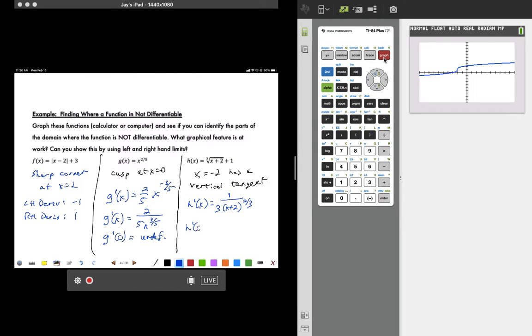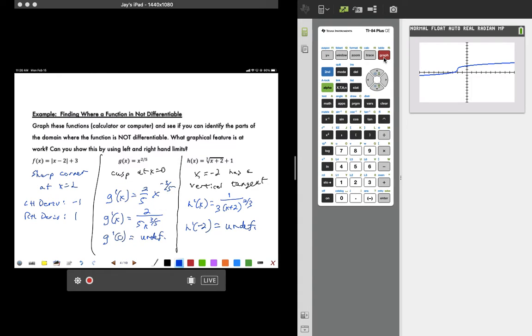Okay. And h prime of 0, actually not 0. 0 is okay. It's -2 we're worried about here. And if I go to find h prime of -2, well, once again, we end up being undefined. And that's going to be the reason why we can't find the derivative. The derivative just simply isn't defined there.